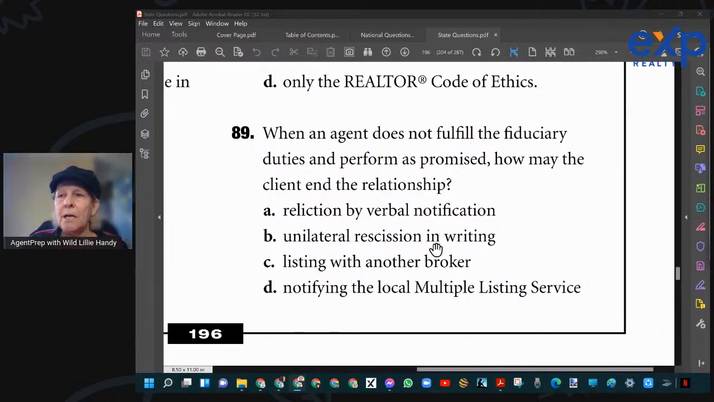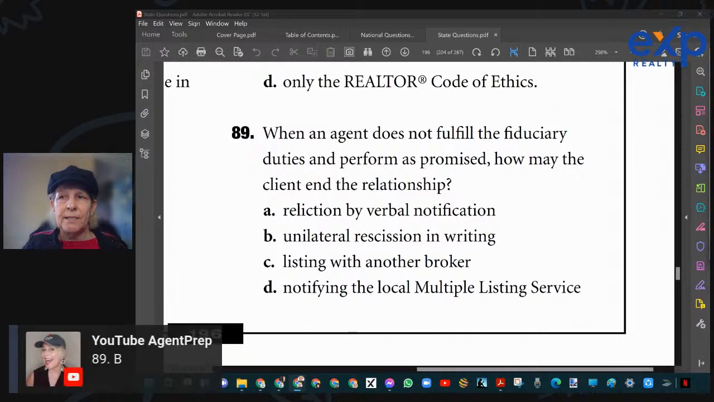So it has to be done in writing, and the contract or the agreement specifies that. So unilateral rescission. Unilateral is one way, right? Because only the client is ending the relationship. The client or the realtor can fire the other, okay? But in this case, it's the client who's firing the realtor/broker, right?